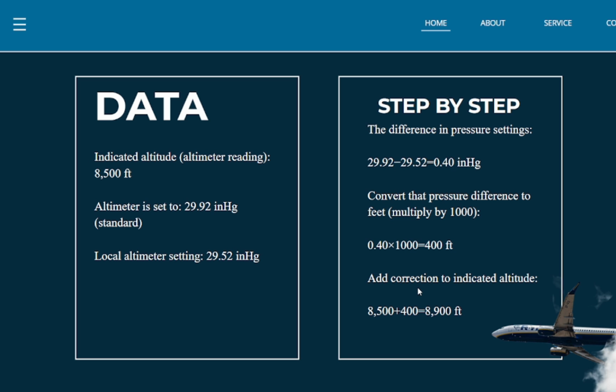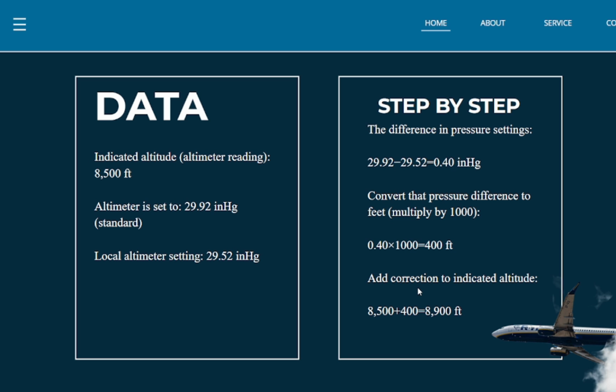So let's look at our step-by-step. First, you're going to subtract the local setting from standard. 29.92 minus 29.52 equals 0.40 inches of mercury. Next, you're going to multiply that by 1,000 to get the altitude correction in feet. 0.40 times 1,000 equals 400 feet. Finally, you'll add that to our indicated altitude: 8,500 feet plus 400 equals 8,900 feet pressure altitude.